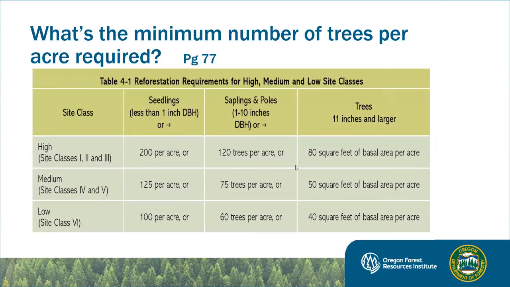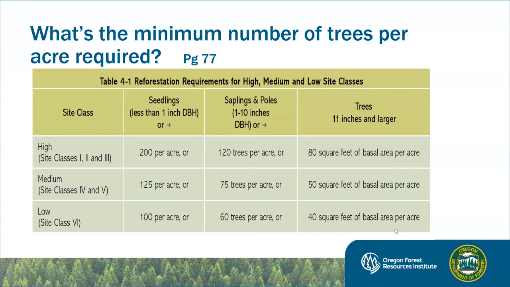So if you were to do a thinning and thinned below 80 square feet of basal area, there would be a reforestation requirement to get back up to that minimum standard. If you were to harvest, say, down to 60 square feet of basal area, there is a formula that you can use to do a conversion, but you would have to plant 50 seedlings to make up for that. 50 seedlings convert to 20 square feet of basal area.